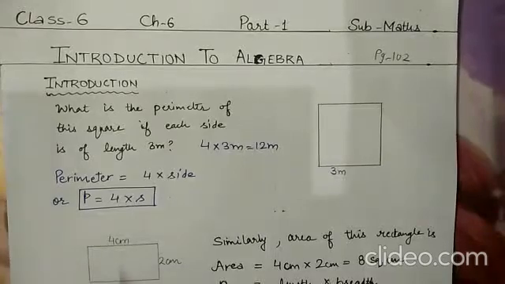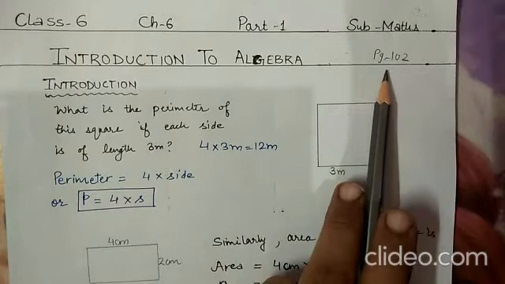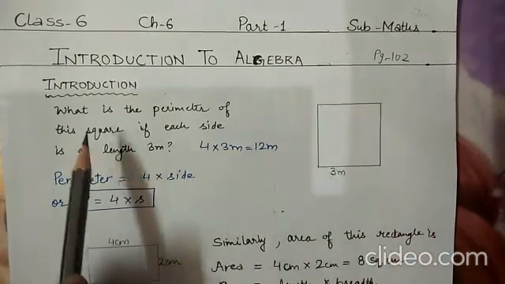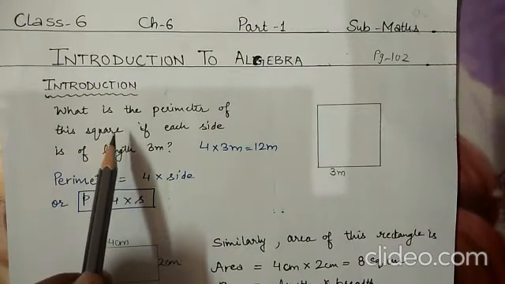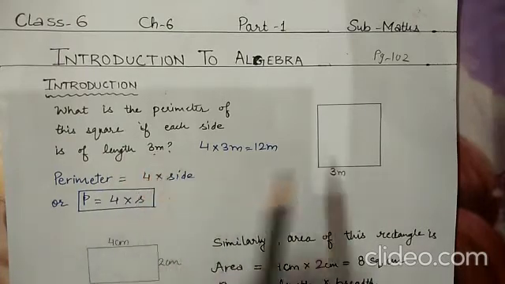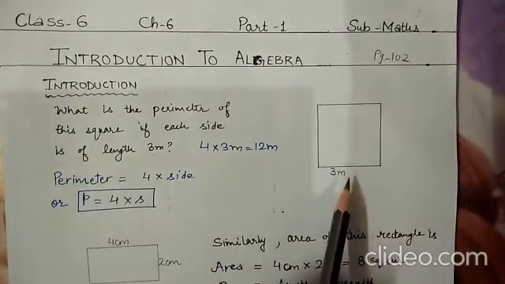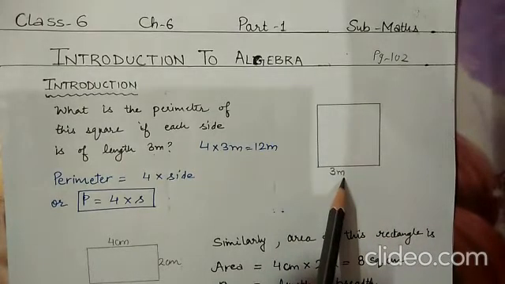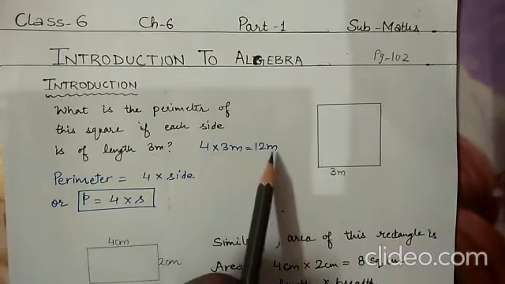Hello students, today we are going to start our new chapter 6, Introduction to Algebra, that is on page number 102. First of all, answer some simple questions. What is the perimeter of a square if each side is of length 3 meters? Do you all remember the shape of a square whose all sides are equal? And to find its perimeter, we will multiply this 3 meters by 4 and the result will be equal to 12 meters.